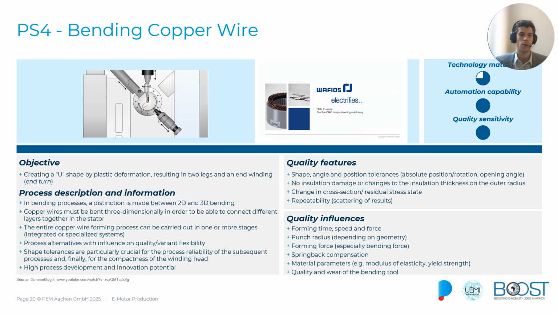So let's take a look at process step 4, bending the copper wire. This involves shaping the cut wire segments into U-shape hairpins using specialized bending machines, ensuring they fit accurately into the stator slots later. It is important to adhere to the specific shape with millimeter precision.